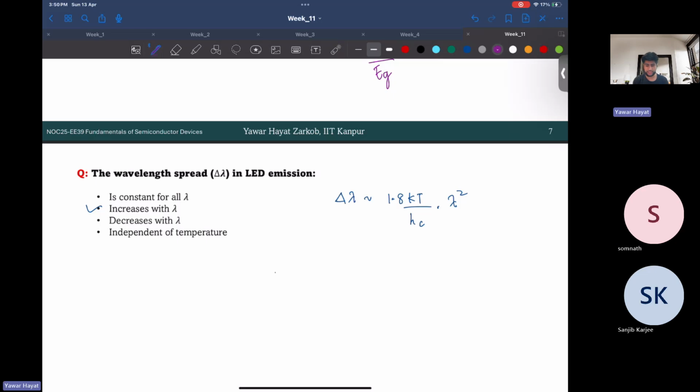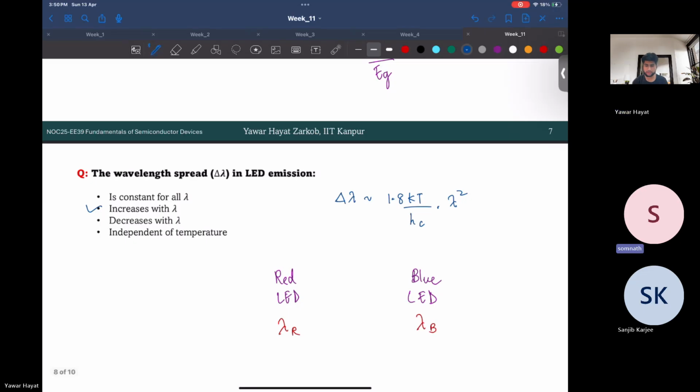I'm giving you two: I'm giving you red, I'm giving you blue. But why? Because the delta lambda depends upon lambda. Correct.